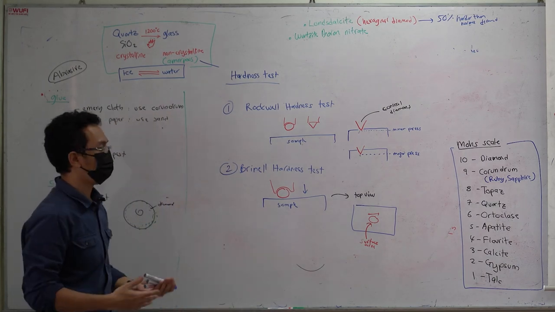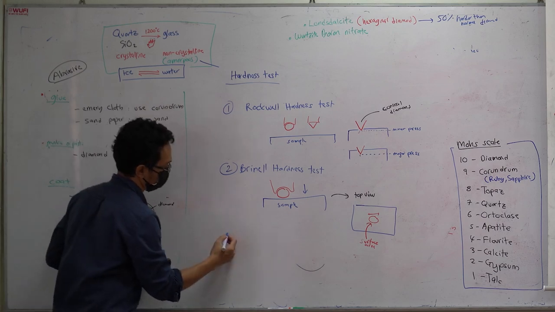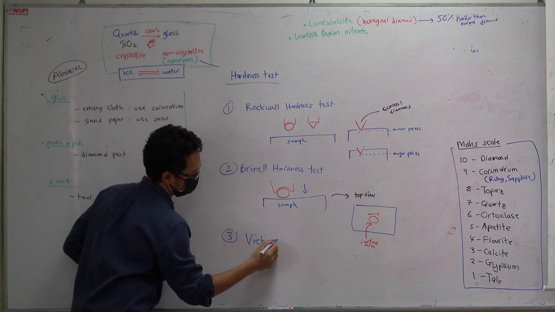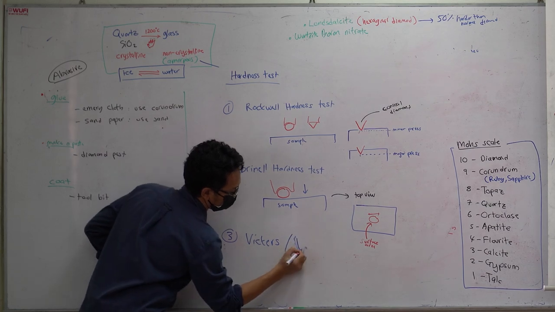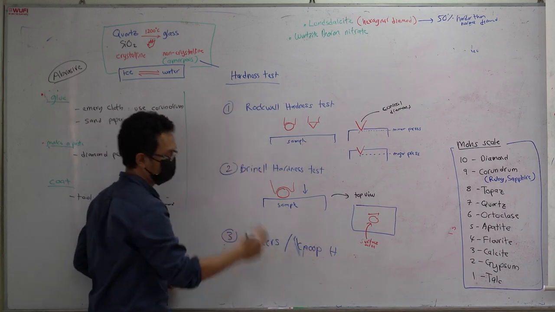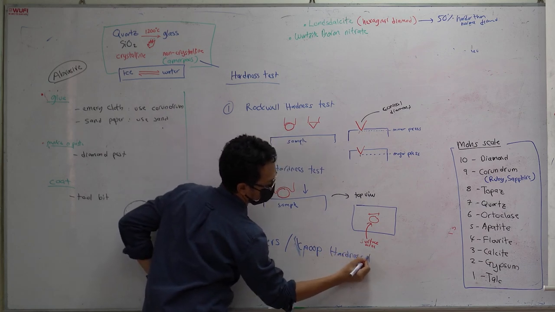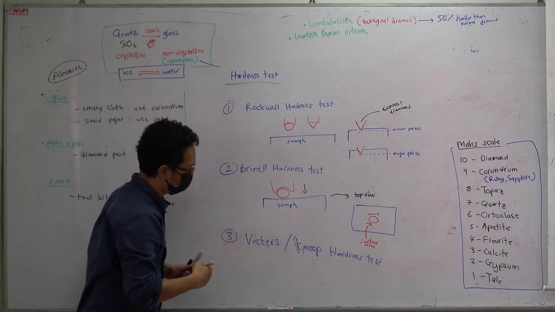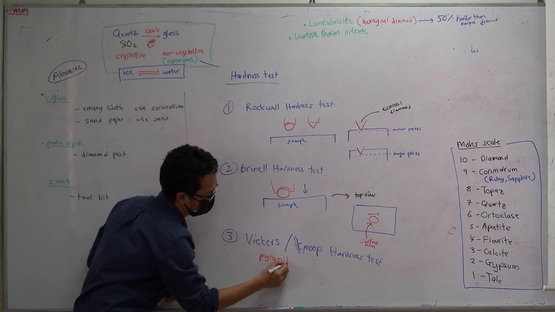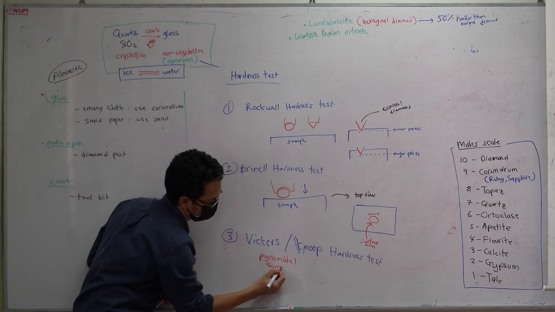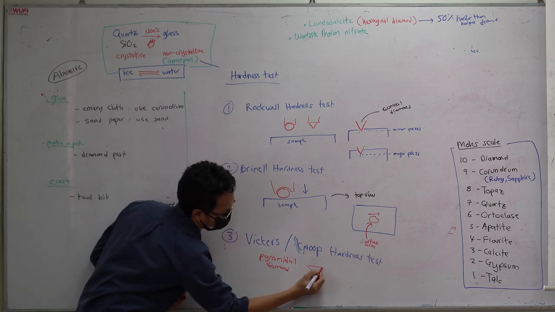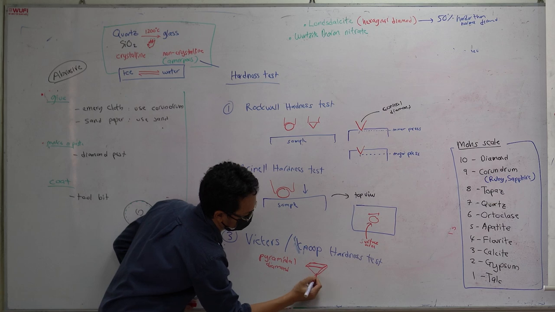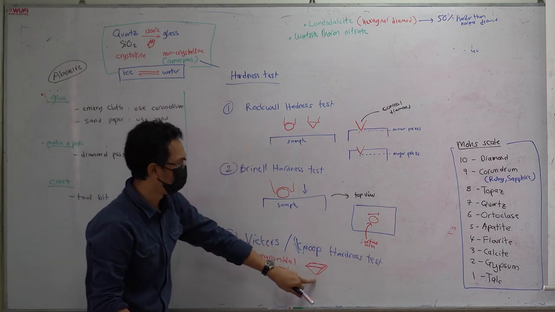And then if you have something very hard to test, typically people use the Vickers or Knoop hardness test, all named after people. The difference between this and this is that instead of using a conical diamond, they use a pyramidal diamond. I don't know how to draw it, but it's pyramidal, so it's not conical. It's sharper than this.